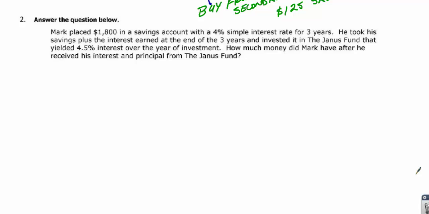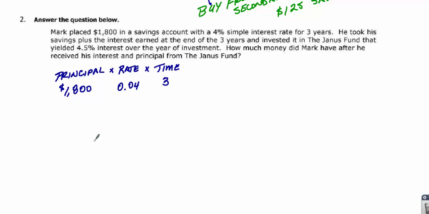All right, this is a savings account problem. So we're seeing a little bit of everything on this page. On this problem, Mark has a savings account where the principal is $1,800 times a rate of 4%, 0.04, times a time of 3 years.